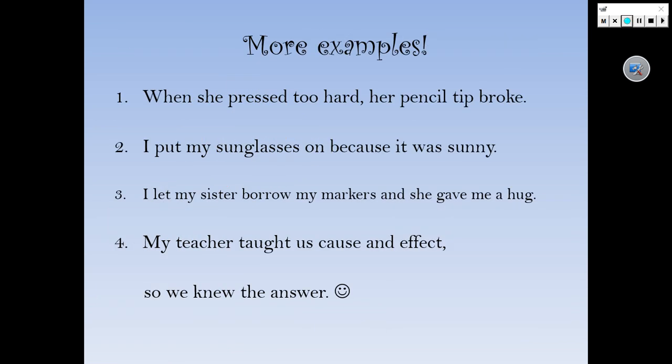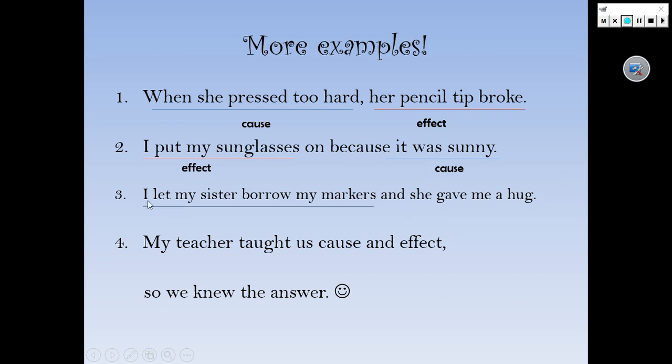Here's some more examples. So look at number 1. When she pressed too hard, her pencil tip broke. Okay, so the cause is the first thing that happened. She pressed her pencil too hard, and the effect was her pencil tip broke. Okay, this sentence says, I put my sunglasses on because it was sunny. So the first thing that happened was it was sunny outside, and so that was the cause, and the effect is I put my sunglasses on.